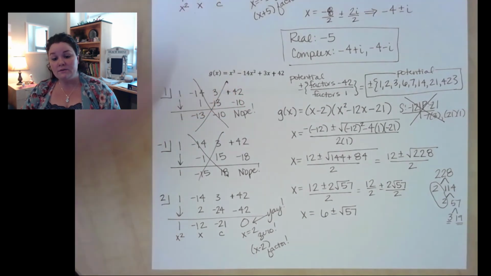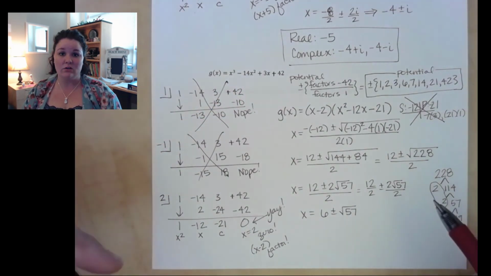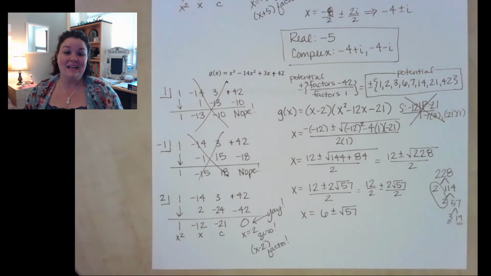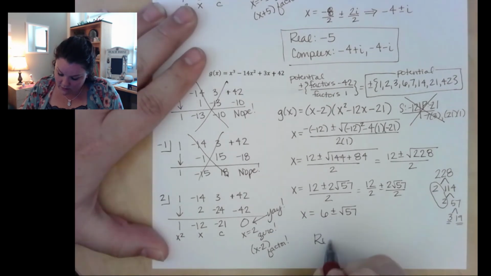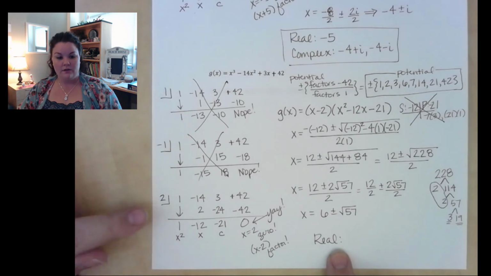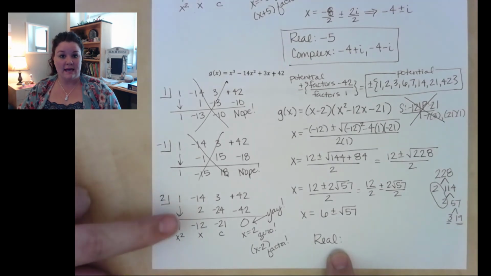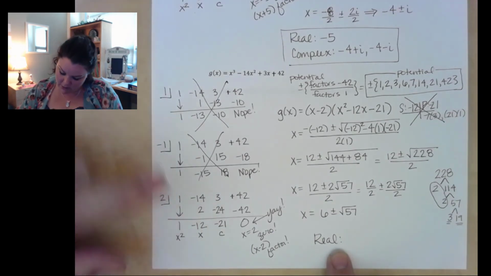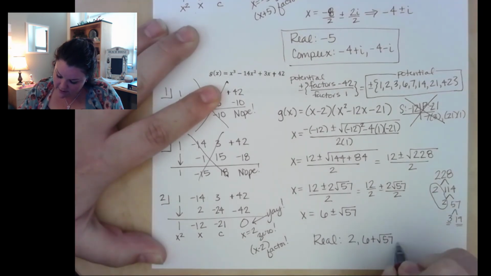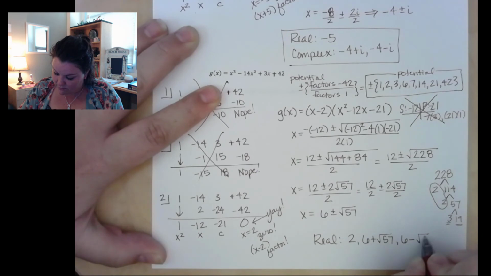Okay. So notice we didn't end up with a negative under the radical, so we didn't have to pull out an i. And if we didn't have to pull out an i, we didn't end up with any complex zeros here. So all we have on this one is real zeros, right? And our real zeros are the 2 that we got from that synthetic, right? They gave us the 0 remainder. And then 6 plus the square root of 57 and 6 minus the square root of 57.